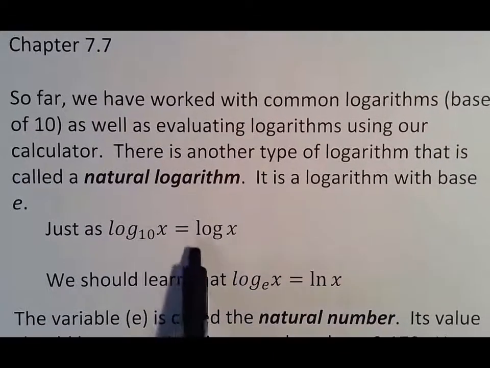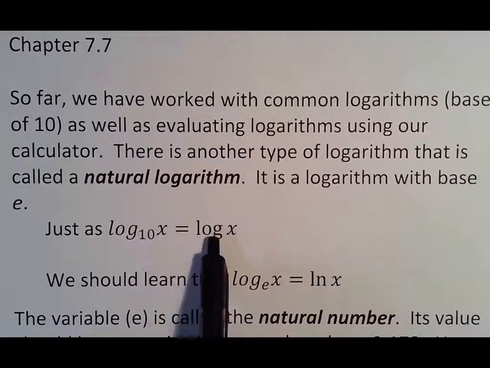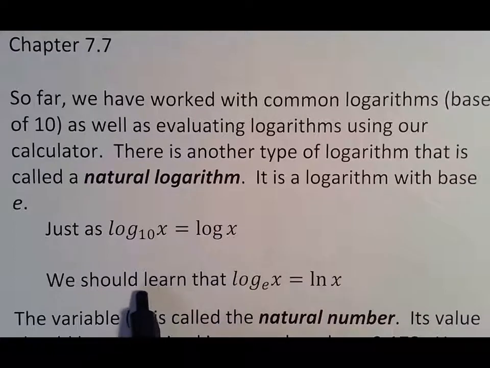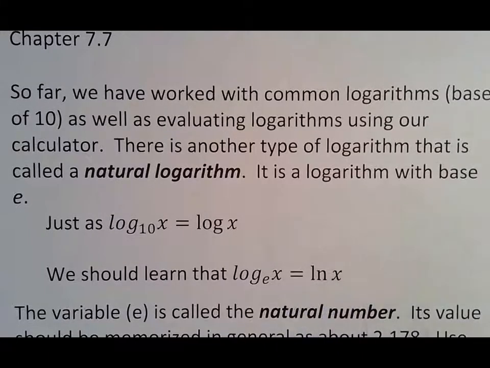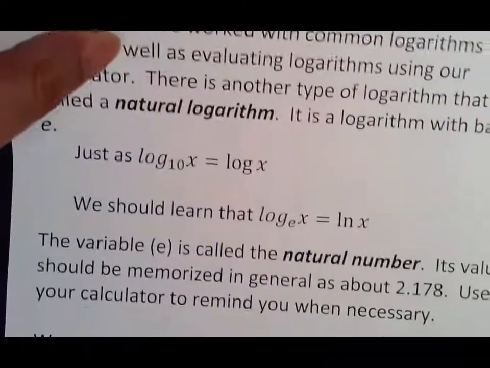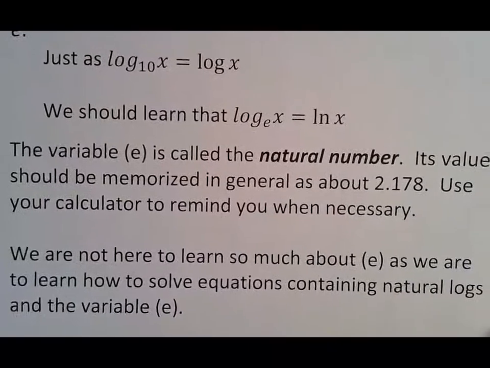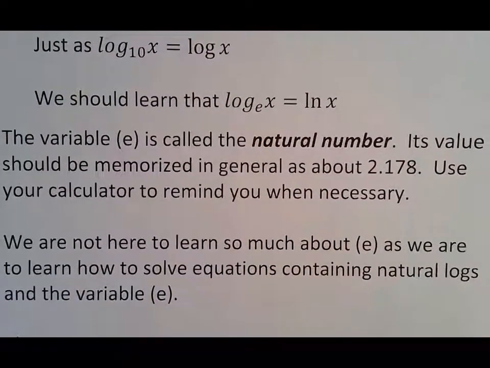Just as log base 10 of x is a common log, we should make sure we learn that log base e of x is what we call ln of x. Again, ln is natural log. I don't know why it's ln; you could Google that and probably find out. But the variable e itself is called a natural number. Its value should be memorized. In general, it is about 2.718. But you can use your calculator to remind you when necessary, typically.